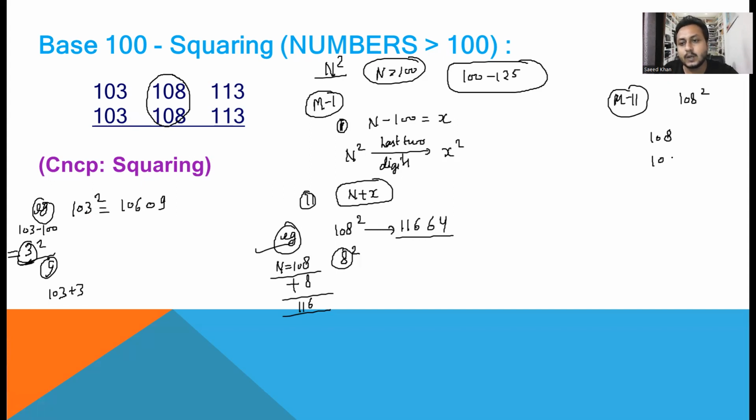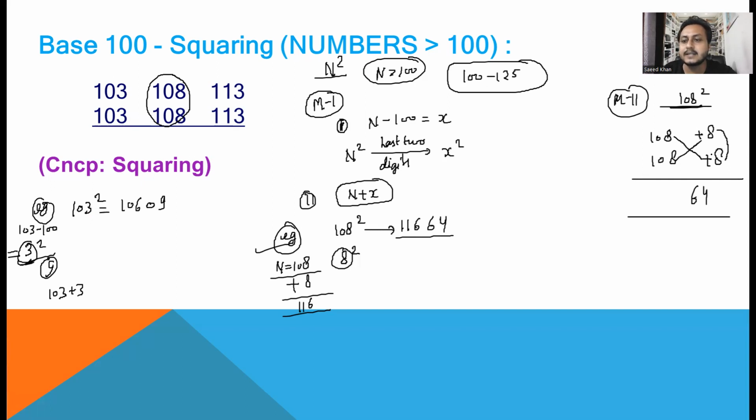108 into 108. Right, 100 into 108 and 108. So 108 is how much more than 100? 8 more than 100 means plus 8. Similarly, this is also 8 more than 100, plus 8. So the last two digits of 108 square should be the same as 8 into 8, which means 64. Either in this way or in this way.